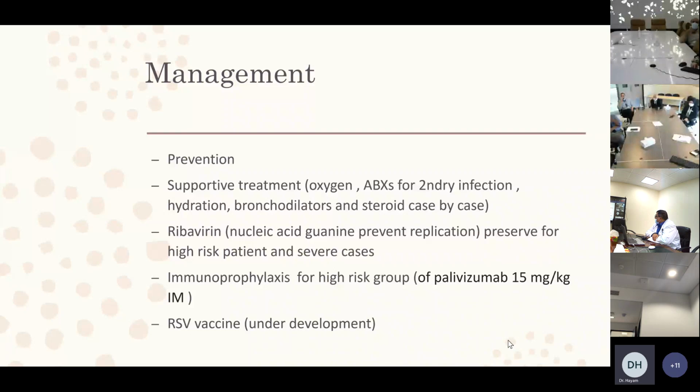Bevacizumab, 15 milligram per kg IM, and the RSV vaccine is still not developed. This is actually the management. Next slide.